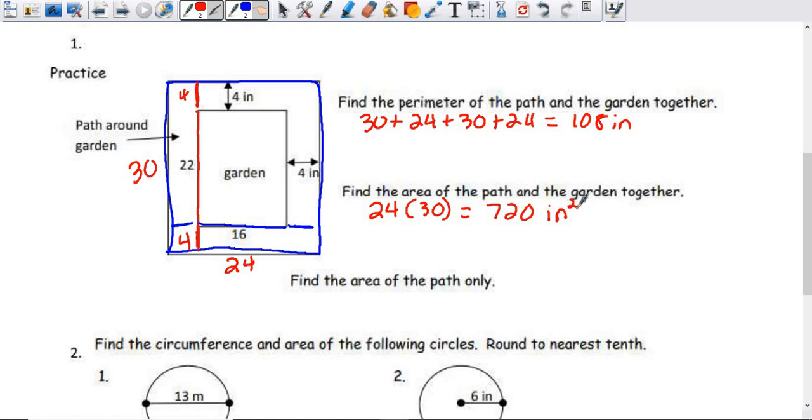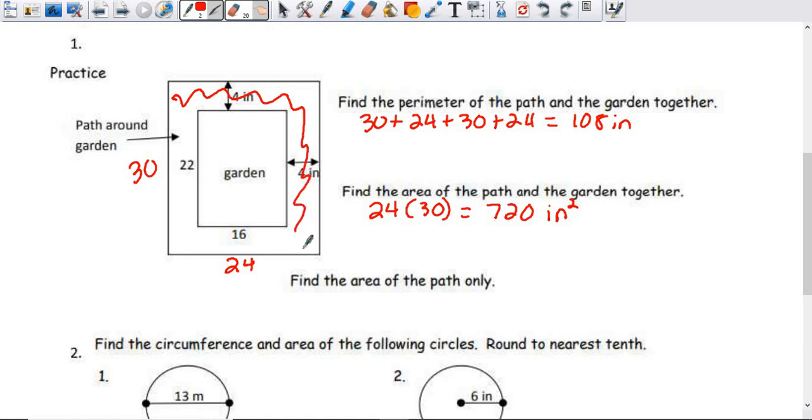All right. For our next question here, they want us to find the area of the path only. So if I'm looking at that, I can kind of get rid of all of this stuff. We're going to keep the area of the entire thing because we're going to need that. But we want to find the area of all of this. So that means we need to use the area of the whole thing minus the area of just the garden. So now we know that 720 is the area of the entire thing. So now we need to find the area of the garden so that we can subtract it.